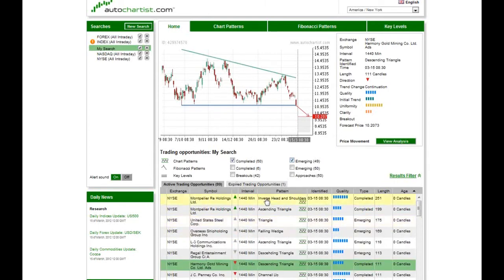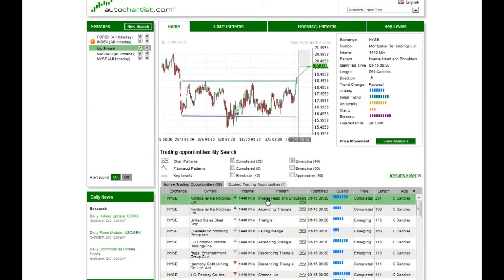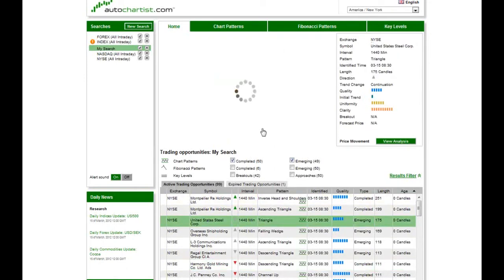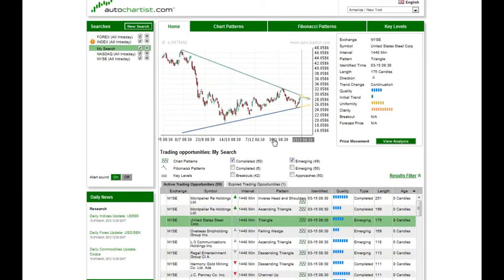Now let's go back to that Montpellier Holdings example. In this example, you can see that the price graph has clearly breached a resistance level, which means the pattern is complete. It's been identified by Autochartist. As we said, we look at Harmony Gold Mining as an example. It has breached the support level, and we think it's going down to 10.20. Now, an emerging chart pattern is really a chart pattern that hasn't yet breached through support or resistance.